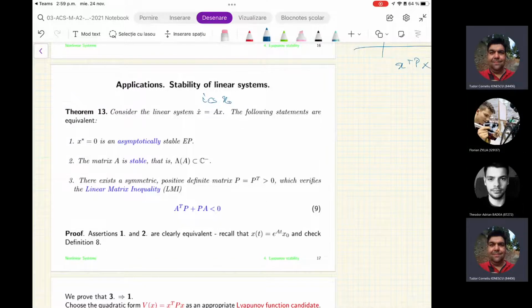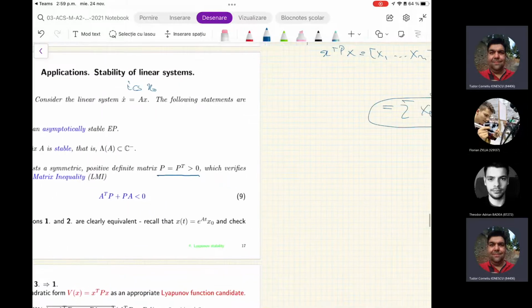Equivalently, there exists a symmetric positive definite matrix P, verifying the linear matrix inequality A transpose P plus PA is less than 0, is negative definite, okay?